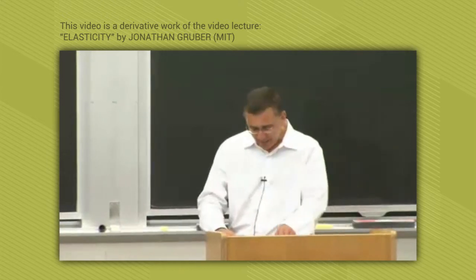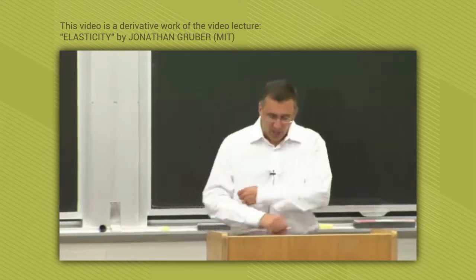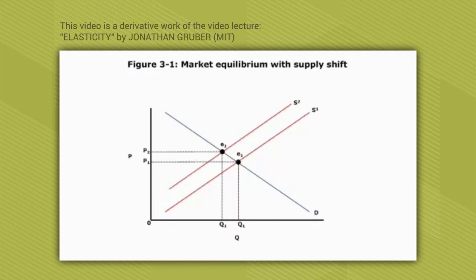So to think about this, let's start with figure 3.1, which is a standard market diagram like the one we had last time. You're in some initial equilibrium at point E1 with initial price P1 and quantity Q1. That's stable because at that price P1, consumers demand Q1 units, and suppliers are willing to provide Q1 units.